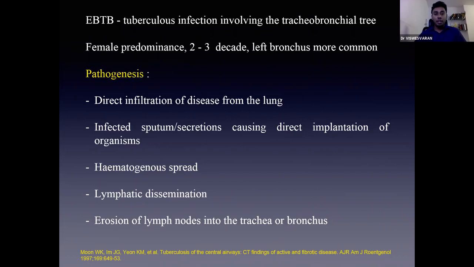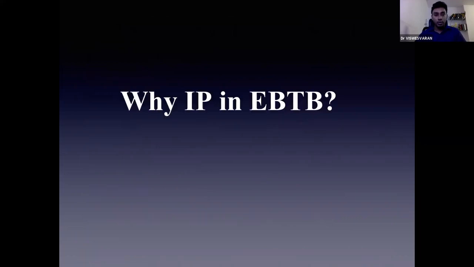There are various pathogenic mechanisms which have been postulated: direct infiltration of the disease from the lung, infected sputum or secretions causing direct implantation of the organisms in the tracheal or bronchial wall, hematogenous spread, lymphatic dissemination, and erosion of the lymph nodes into the trachea or the bronchus.